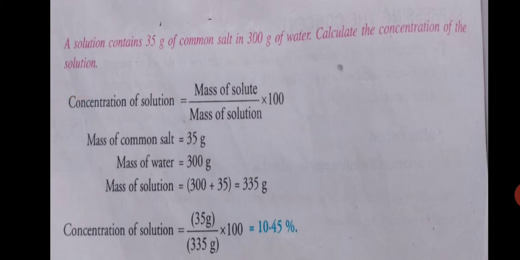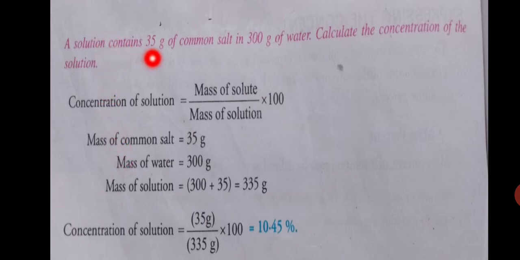All the questions today I am going to discuss are direct questions, so no need to worry about that. A solution contains 35 gram of common salt in 300 gram of water. Calculate the concentration of the solution. I told you, whenever you get a question, read twice and write the quantities given. So what are the given quantities here?